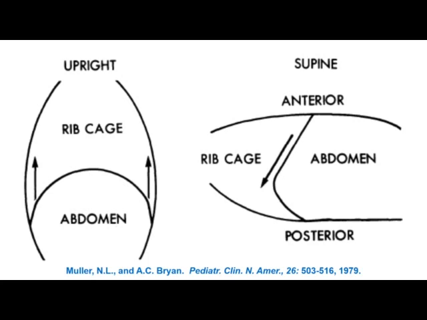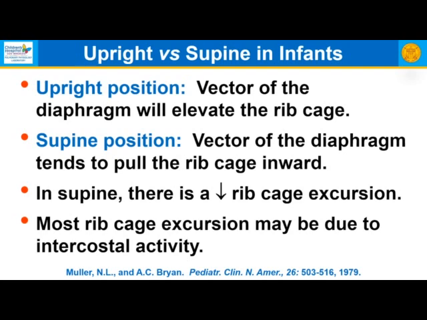In the supine position, abdominal contents are moving the diaphragm up, and diaphragm contraction is not nearly as effective. In the upright position, the vector of the diaphragm will elevate the rib cage. In the supine position, the vector of the diaphragm tends to pull the rib cage inward. In supine, there is a decrease in rib cage excursion, and most rib cage excursion may be due to intercostal activity in the supine position.